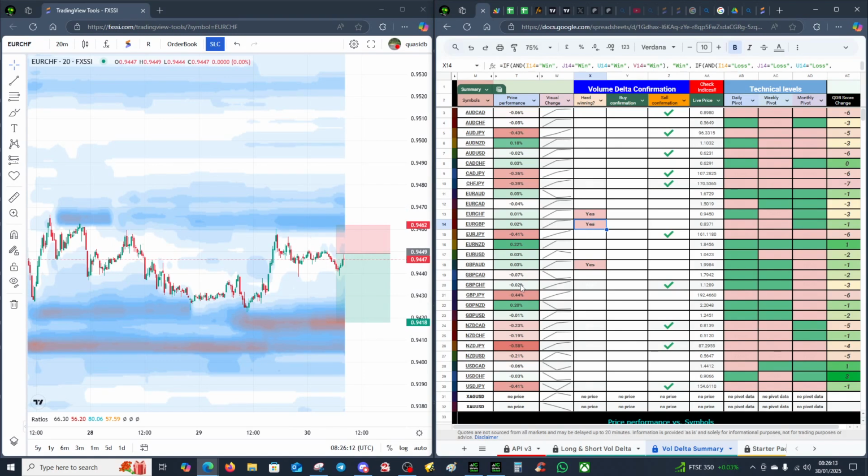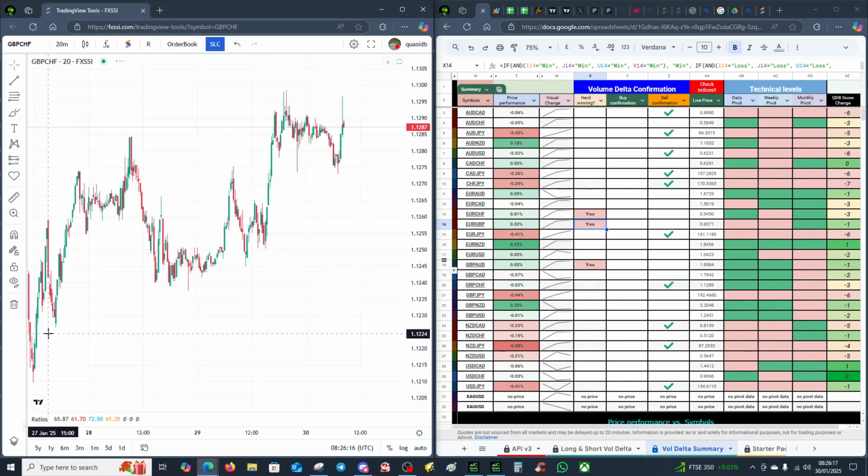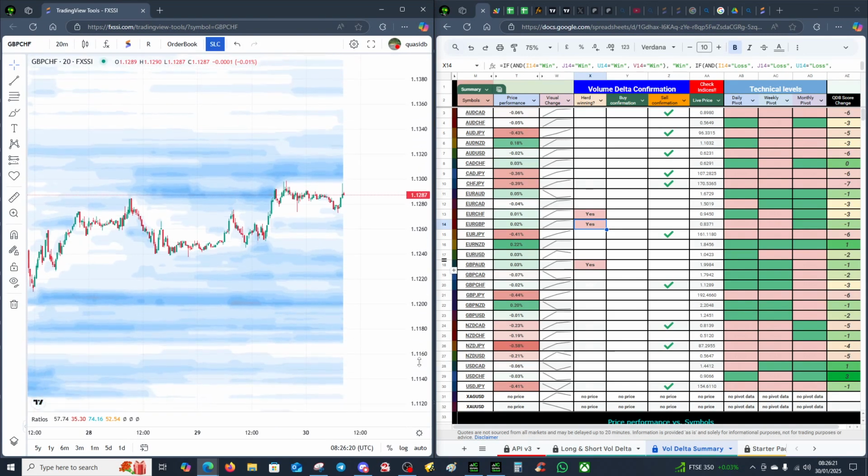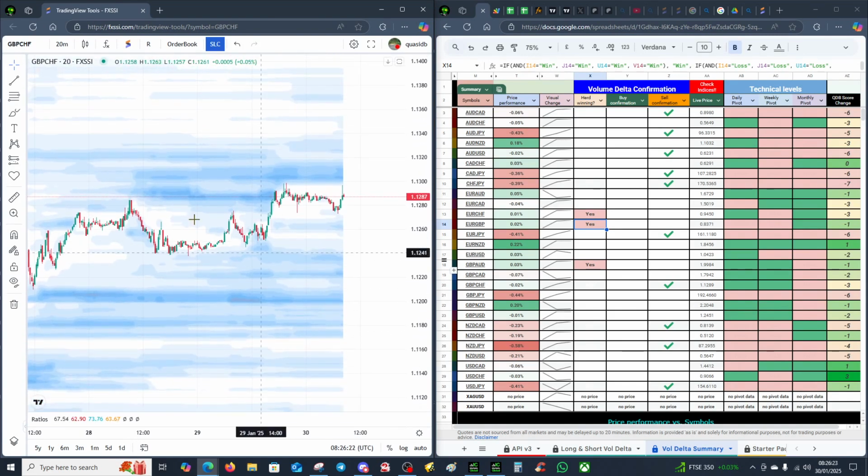Pound Swiss for a sell. Pound Swiss, likewise, it might want to do that, but I can't see anything really to target there. And also, it's not that commonly traded, so probably the stops won't be that huge. But potentially it could be a good sell.